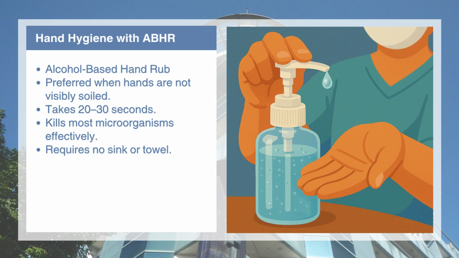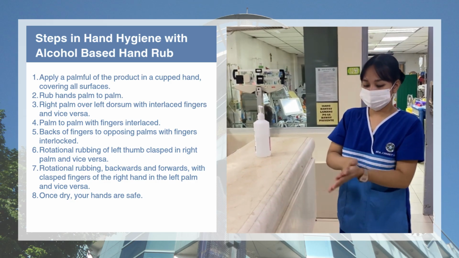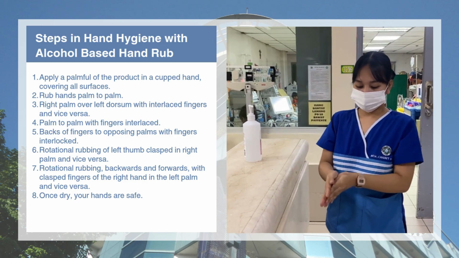ABHR is recommended when hands are not visibly soiled because it kills most microorganisms quickly and efficiently. It only takes 20 to 30 seconds for hand rubbing with ABHR to be effective. Make sure to cover all surfaces of your hands and allow it to dry naturally without wiping. To perform hand rubbing, apply a pumpful of the product in a cupped hand, covering all surfaces.